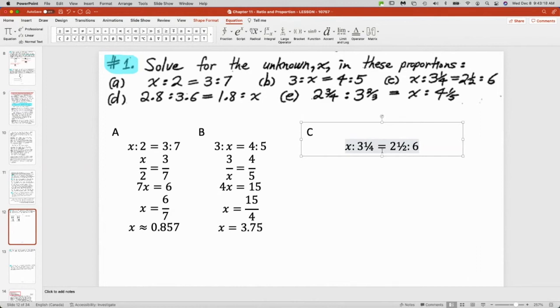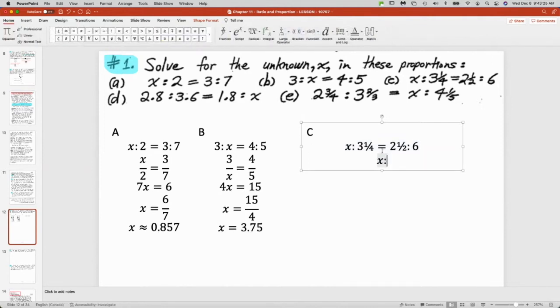That's right, Sheldon. Bring it on. Bring on those decimals, my friend. I like your style. Let's get some decimals out of this thing. Okay, so we have x is to 3.1, 3.25, 3 1/4 is 2.5 to 6.